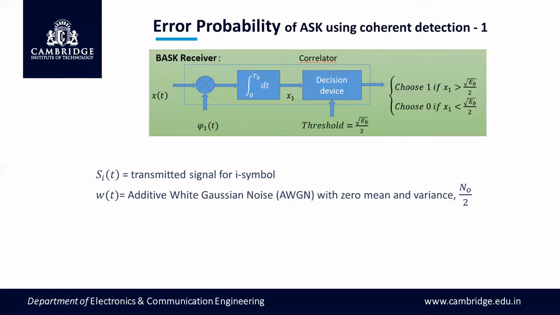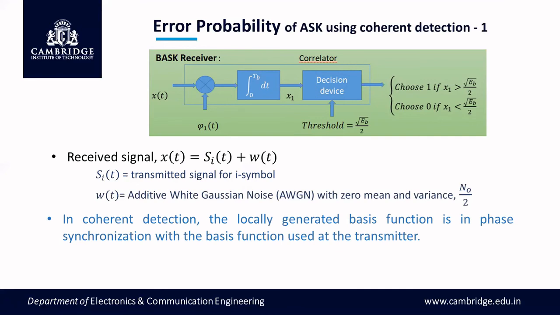Similarly, the variance of the received signal x1 is equal to the variance of the transmitted signal s_i1 plus the variance of the noise. The variance of s_i1 is 0 because it is a constant value and never varies with t. The noise is additive, it gets added to the transmitted signal. The variance of white noise is assumed to be N0 by 2, as per the literature.